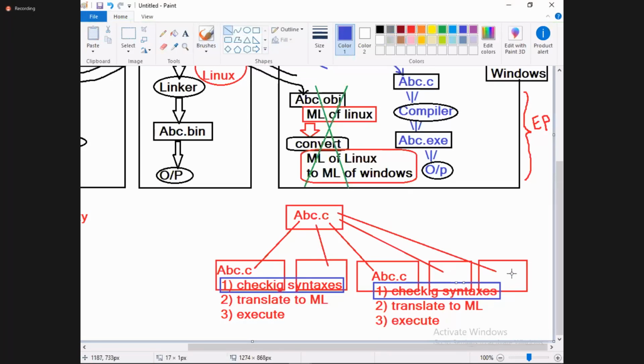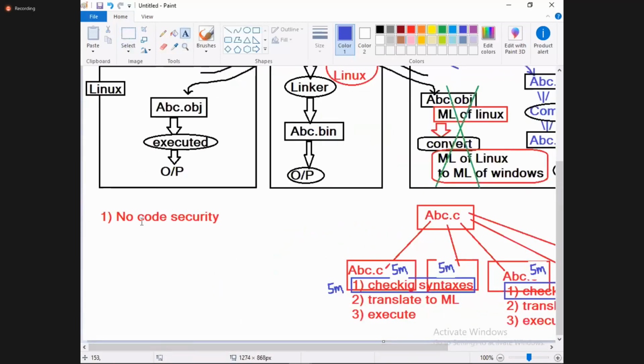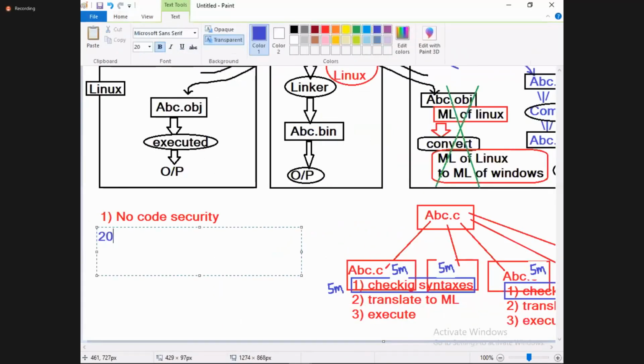Tell me, if you are doing the same repeated process in every operating system, let's say it is taking some 5 minutes, then you need to spend the same 5 minutes in every computer, na? Every computer 5 minutes, 5 minutes, 5 minutes you need to spend, right? It's a time consuming waste of time. Are you agreed? Second problem is what?